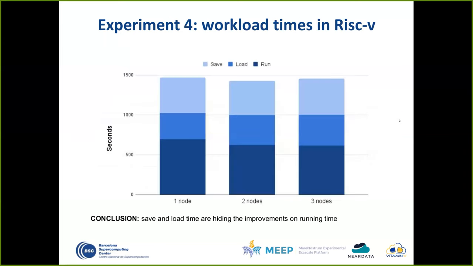So we were a bit concerned about this situation on RISC-V, because we supposed that it was going to scale with nodes, and that if you have more power, it's going to be faster. So we tried to look a bit deeper at what was happening in our workload. We analyzed for RISC-V the times of the load, the running, and the saving of our application. First you load the data, then you run the application, and you save the result.